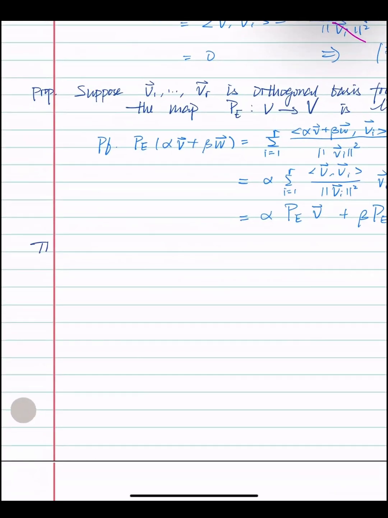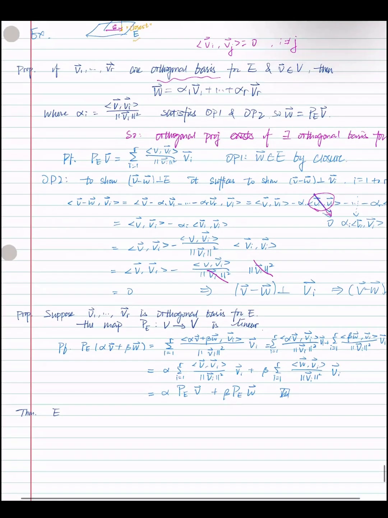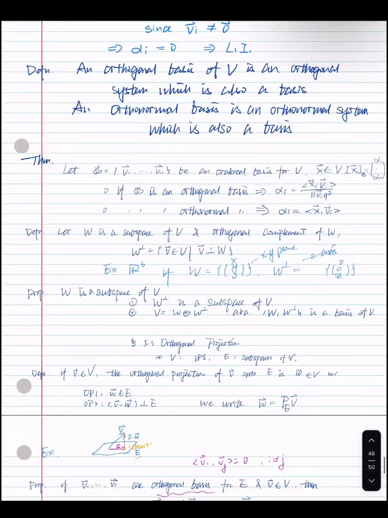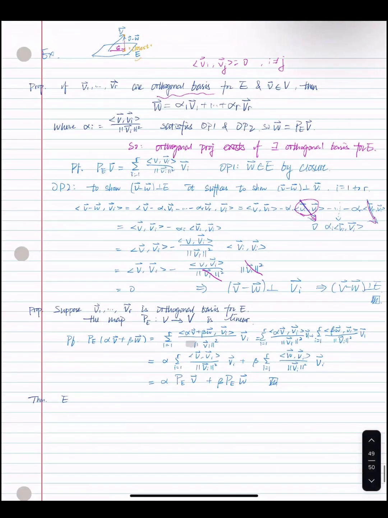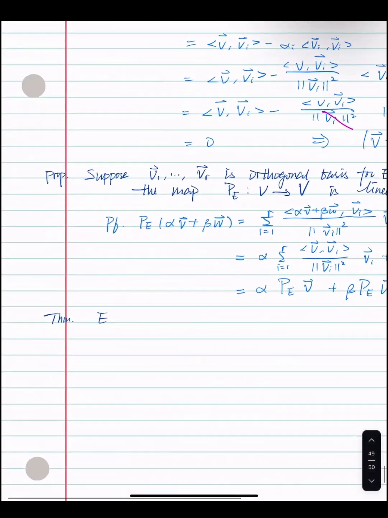All right, so new theorem. Let E be a subspace of an inner product space V. Then if we have a vector V that belongs to the inner product space V and W also belongs to V, satisfying OP1 and OP2.